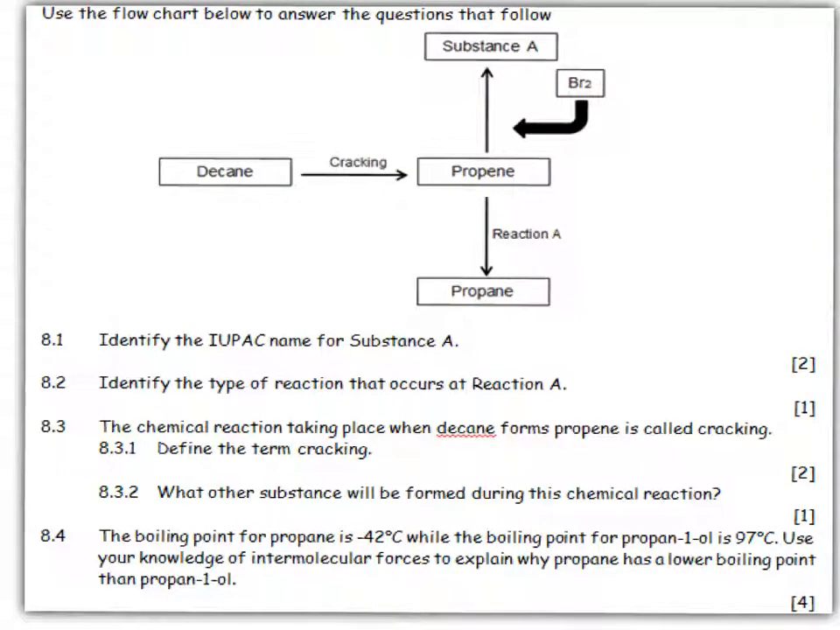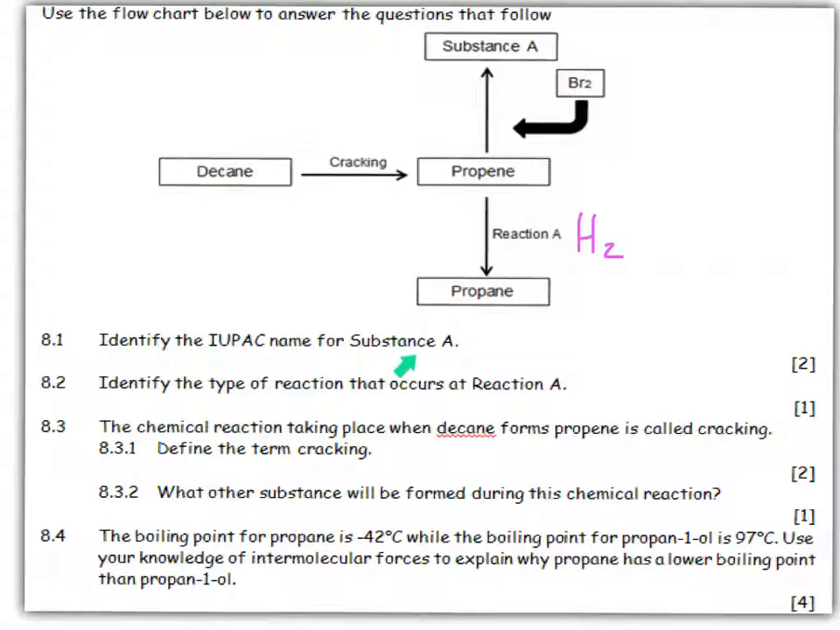We have a flow chart here where we're going to have propene and we're going to add bromine. So if it's an addition reaction to an alkene, I'm going to land up with a haloalkane. Somehow I can land up with just an alkane, and that would mean that I would just have to add hydrogen to that. And over here I can take decane, which is a longer chain, crack it, in other words, do an elimination reaction and get propene as a product. So that's what this flow chart is representing.